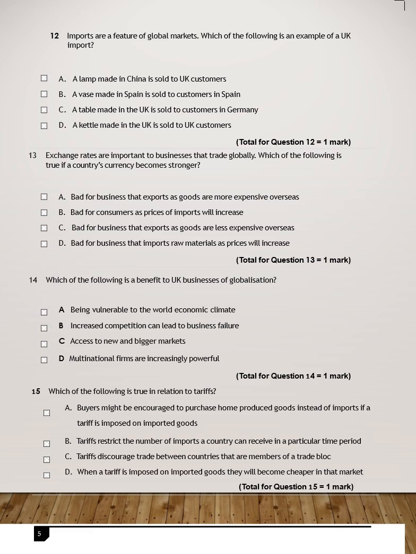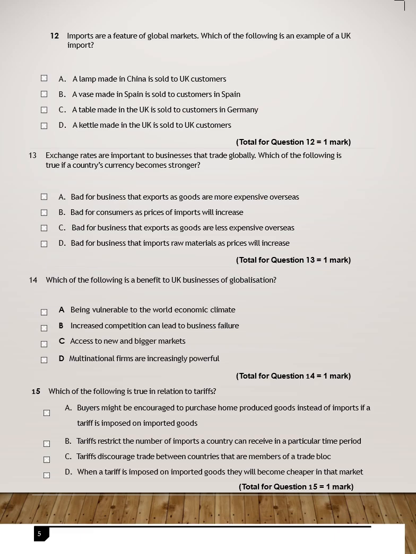Then question number 15, last but not the least. Which of the following is true in relation to tariff? What do you mean by tariff? A tariff is a tax imposed on imported products. So buyers might be encouraged to purchase home-produced goods instead of imports if a tariff is imposed. Why? Because the price of imported products will be high, so compared to them domestically produced goods and services will be relatively cheap. So everyone will purchase domestically produced goods and services. So option A is the right answer.